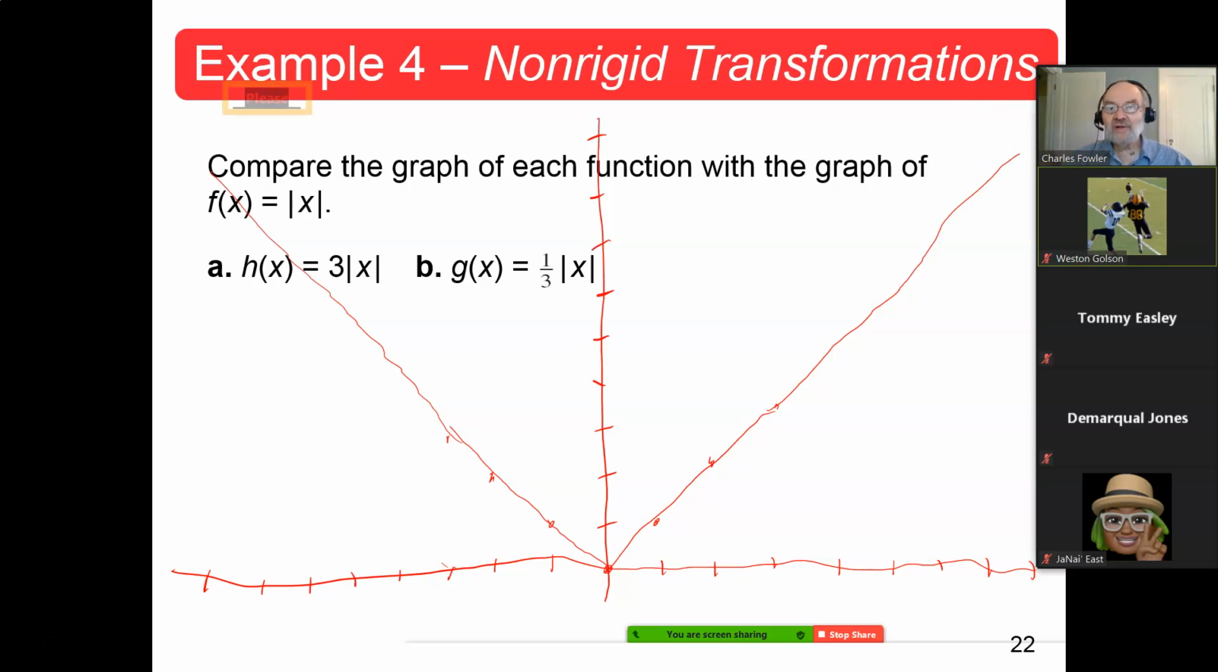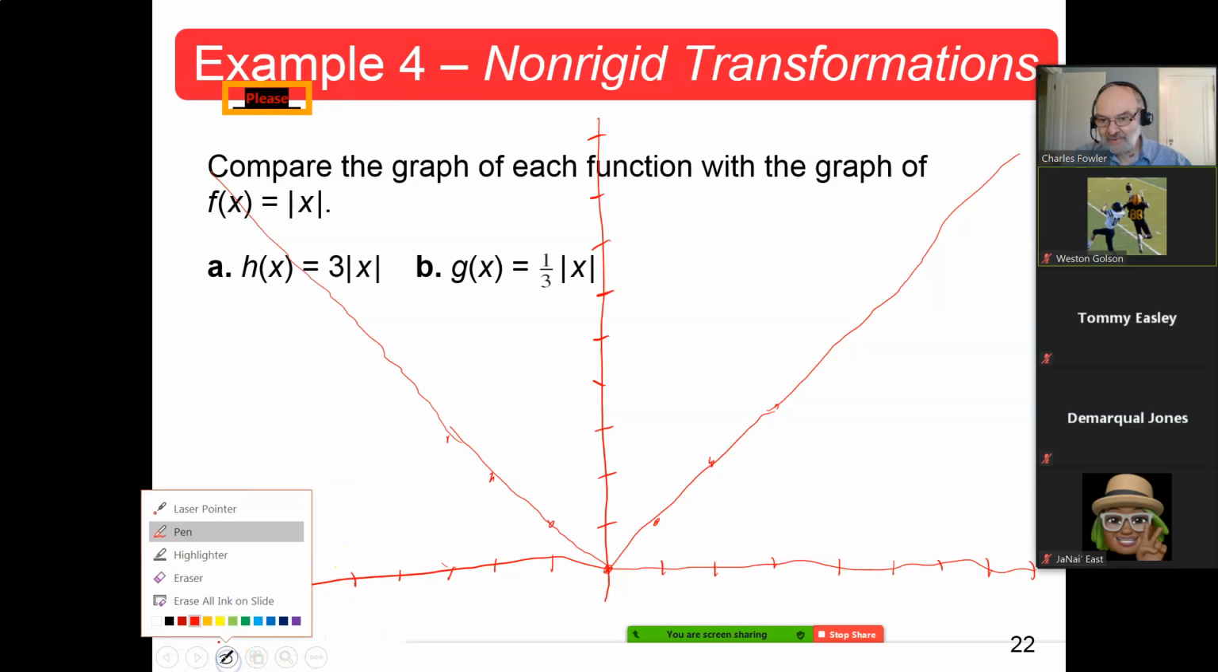There is your parent function, f of x equals absolute value of x. Now this time I'm going to try to do some colors here. Can you see these colors?